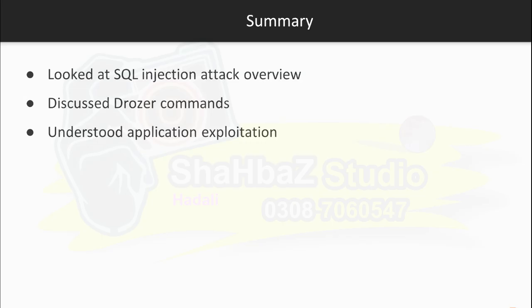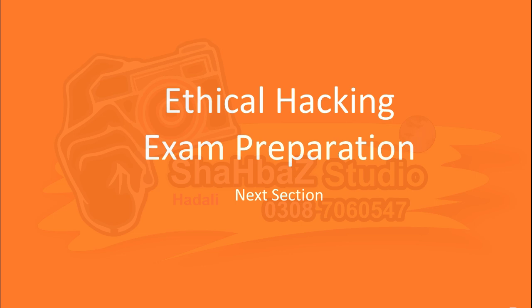Let's talk about the section summary, what we have learned in this section. First of all, we learned about the SQL injection attack overview, like what is SQL injection attack. Then we learned how to attack the application using Drozer, and what the different Drozer commands are. And finally I have shown you how you can exploit an Android application using SQL injection queries. So this is all about this section, and in the next section we are going to learn about ethical hacking exam preparation. Thank you.